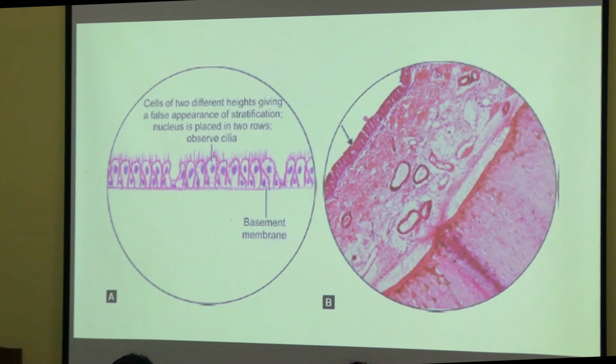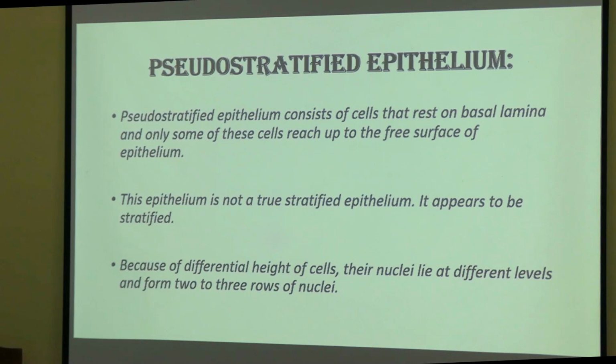So that's why it is known as pseudostratified, ठीक है। अगर true stratification होता तो इसके ऊपर ही और दूसरा वाला होता, ठीक है। Pseudostratified epithelium consists of cells that rest on basal lamina and only some of these cells reach up to the free surface of epithelium.